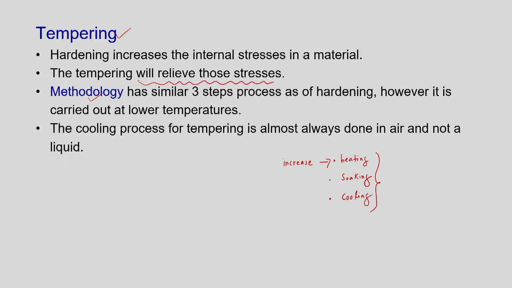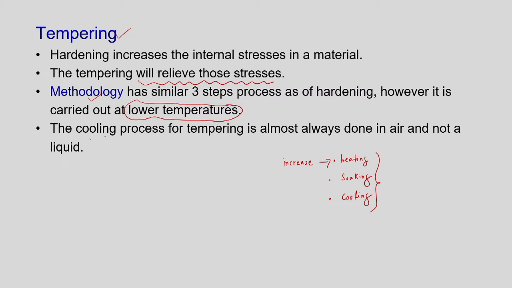However, the prominent or fundamental difference between hardening and tempering is that the temperature which is getting enhanced is not up to the temperature that we are increasing in hardening. So the maximum temperature to which we are heating up the work part or the material during tempering is lower than the maximum temperature in hardening. So that is the difference. The maximum temperature is lower in the tempering operation.